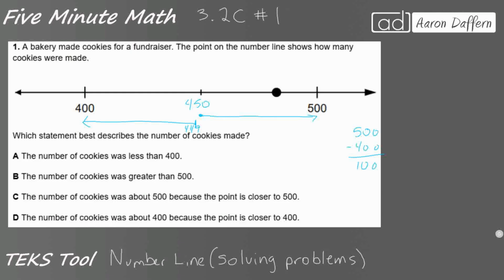And we could probably guesstimate this. This looks like it might be about 480-ish. And that's a lot closer to 500 than it is to 400. So let's take a look at our statements and see which of these are correct.